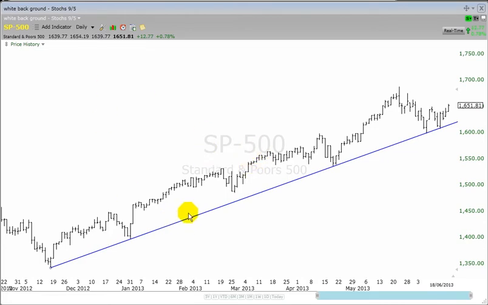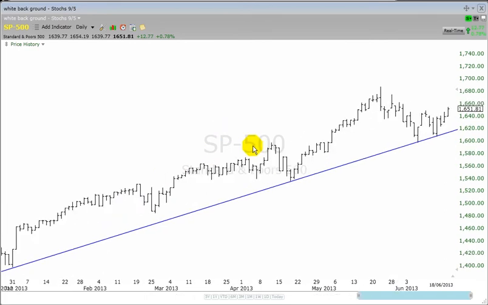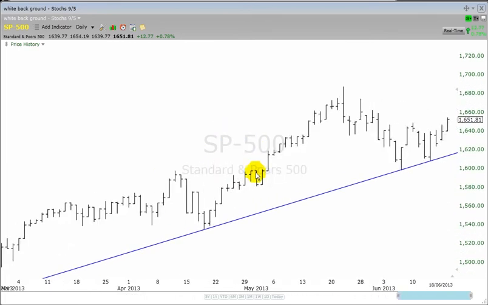So the first thing we talked about is drawing trend lines on the weekly chart. The next thing we're going to talk about is that if we know the market's coming down to a weekly trend line, and remember, this trend line here is a weekly trend line, right? It's a weekly trend line.